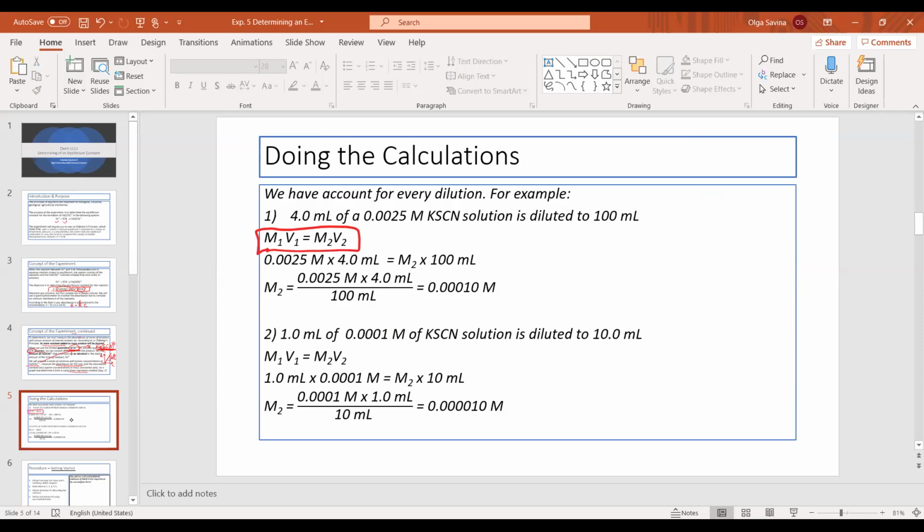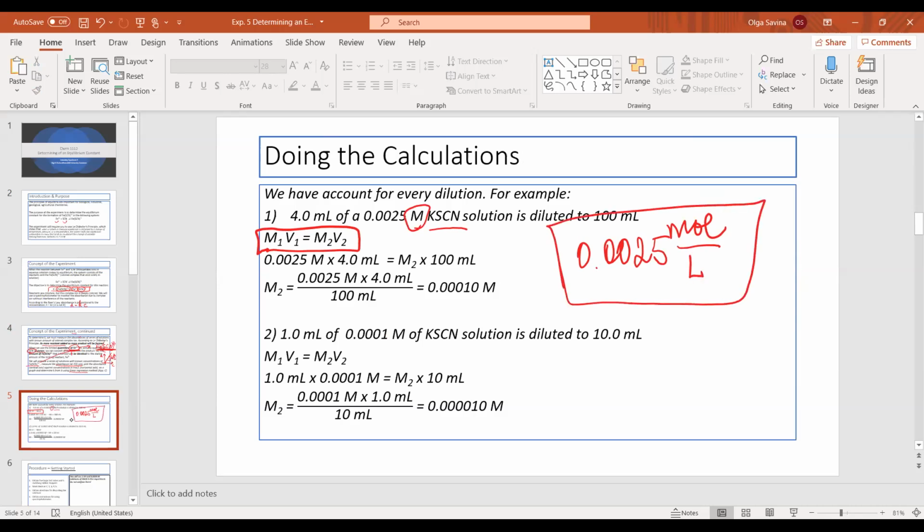Let's say we have a 0.0025 molar solution of potassium thiocyanate. Big M stands for moles per liter. This is a kind of stock solution, and we are asked to dilute it. We are asked to take 4 milliliters of this solution and dilute it to 100 milliliters. The goal is to calculate the final concentration of the diluted solution.